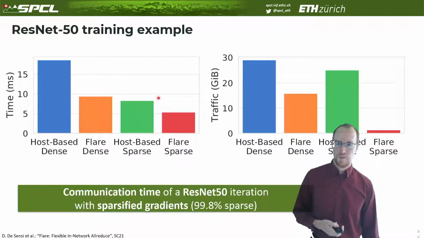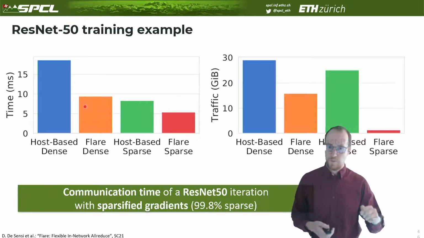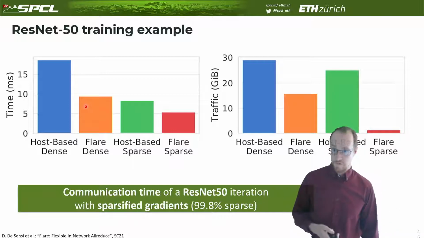So this is the execution time, and this is the traffic we are observing on the network. So we are saving 50% of the traffic sent because we only send it once up the tree and receive it once down the tree instead of twice up and down the tree or in a ring, in the host-based variant. If we now employ sparsity, the 99.8% sparsity, the host-based version just gets barely better than the Flare version because it still sends much more data.